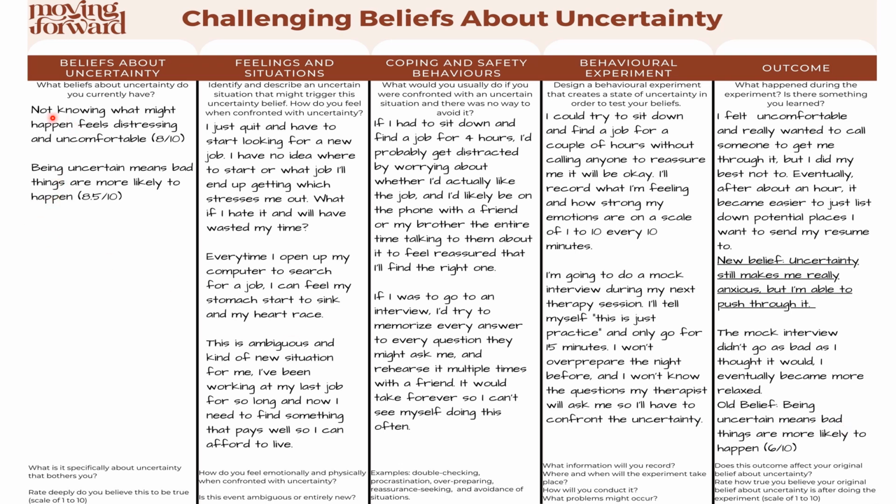So in Joe's case, this might look like, not knowing what happens feels distressing and uncomfortable. And I've added a few things here to help guide the client. So they'll be rating how deeply they believe this belief about uncertainty to be true. So not knowing feels distressing and uncomfortable. They might believe that to be, let's say, an 8 out of 10. Or being uncertain means bad things are more likely to happen. Next to it, they can have a low rating. In this example, 8.5 out of 10.